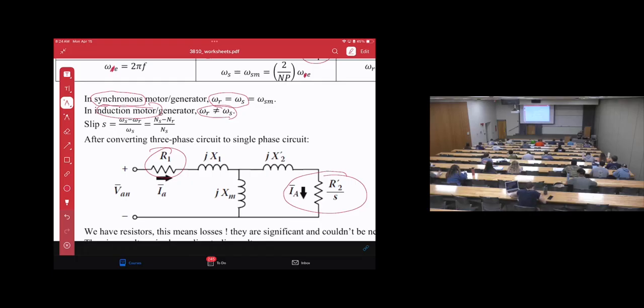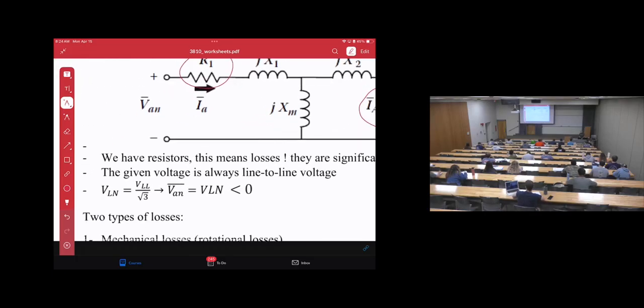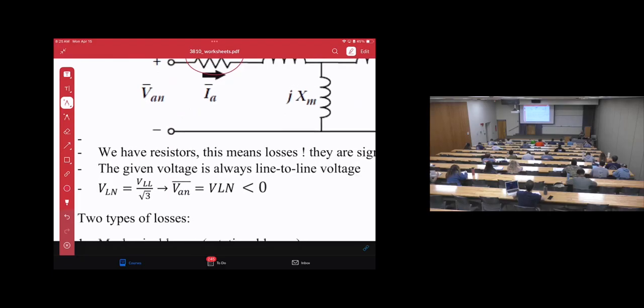Okay? Since we have a three-phase, we can find V line to line, because basically the value is given. Then V line to neutral is V line to line over root of 3, then VAN will equal V line to neutral at angle 0. I think we have done this more than 100 times, so you should be familiar with this.